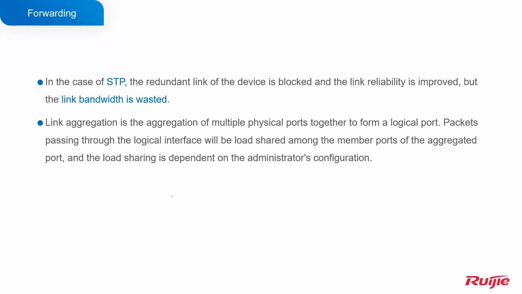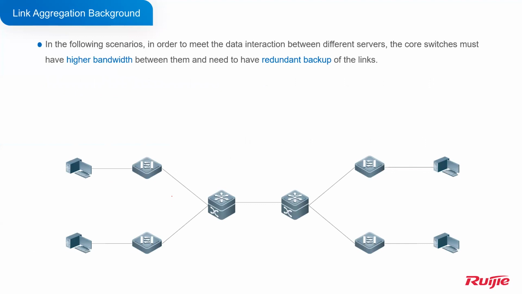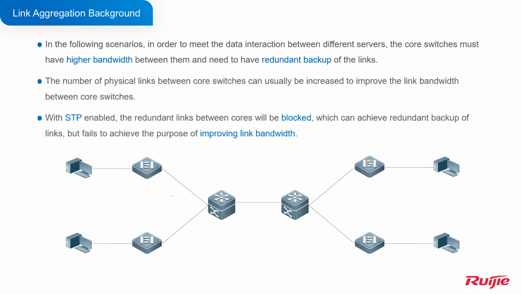And let's see the background of link aggregation. In which case, maybe link aggregation is necessary. In the following scenario, in order to meet the data interaction between different servers, the core switches must have higher bandwidth between them and need to have redundant backup of the link. So to satisfy this requirement, the number of physical links between core switches can usually be increased. In this way, we can improve the link bandwidth.